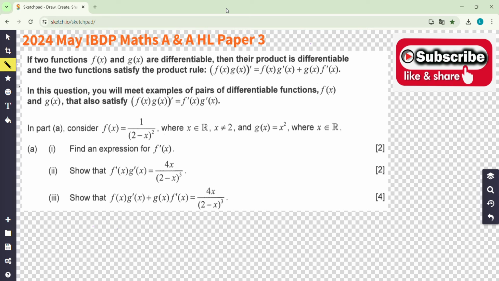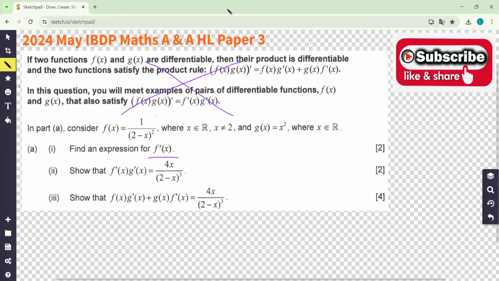Today I'm glad that we start on Math AA HL Paper 3, a HL question that looks complicated. Okay, so look at the question. It has a big introduction, but actually you don't need to care about it. Just look at the question. Find an expression for f'(x).